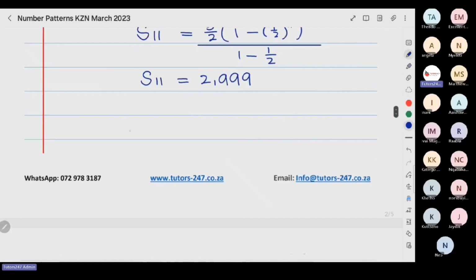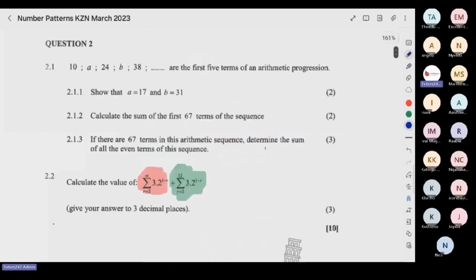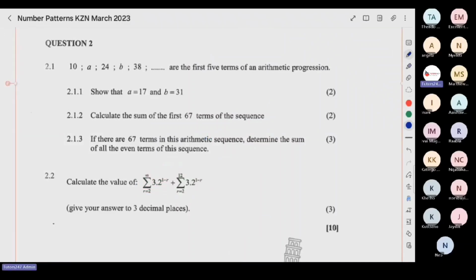So if we conclude, we'll state 3 plus 2.999, and we end up with 5.999. That's our solution, okay? If we add up both sigmas, that is all we are going to end up with, 5.999. Take note, they said 3 decimal places, right?